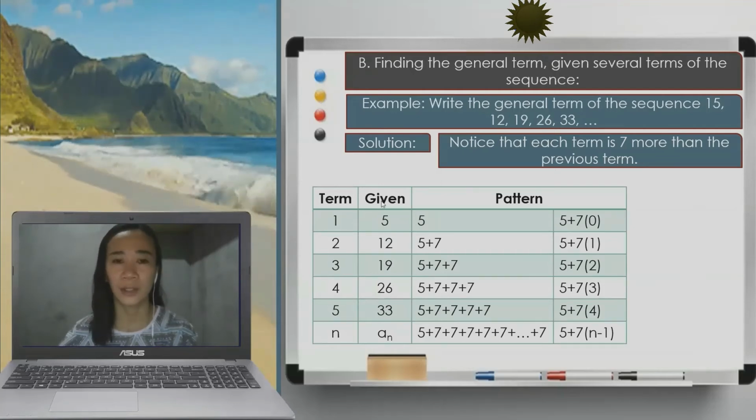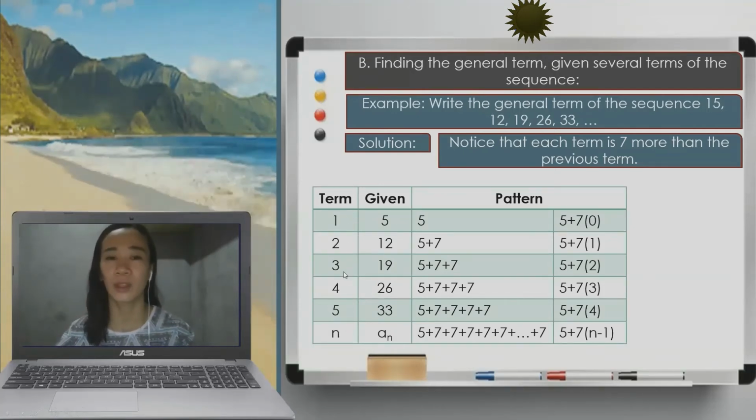Then we have here the first term, second term, third term, fourth term, fifth term, and the nth term, or the general term. And then our given was, for the first term, 5, second 12, 19, 26, 33, and so on. So the pattern is, from the first one, 5, and then 5 plus 7. For 19, 5 plus 7 plus 7. For 26, the pattern is 5 plus 7 plus 7 plus 7. 33 is 5 plus 7 plus 7 plus 7 plus 7.